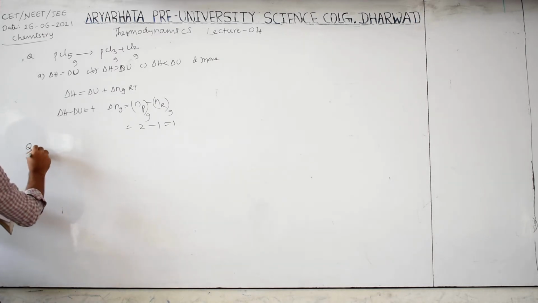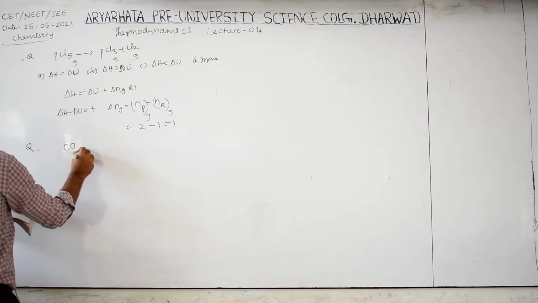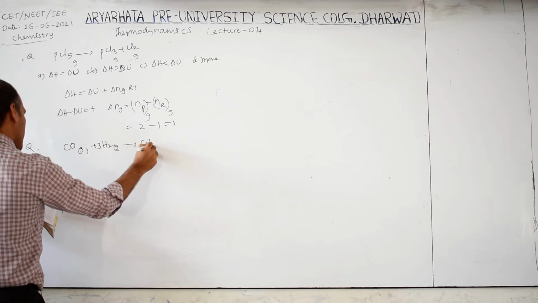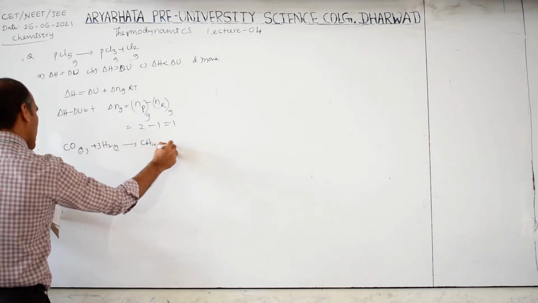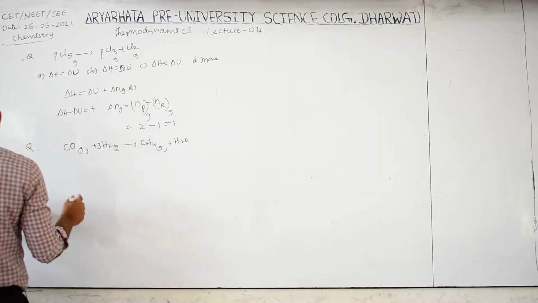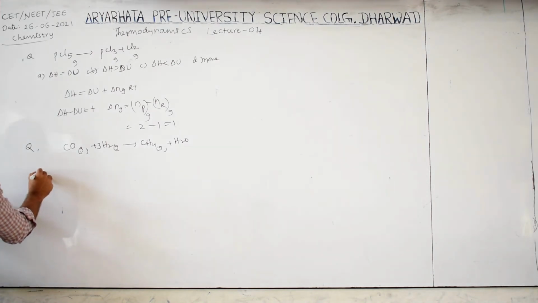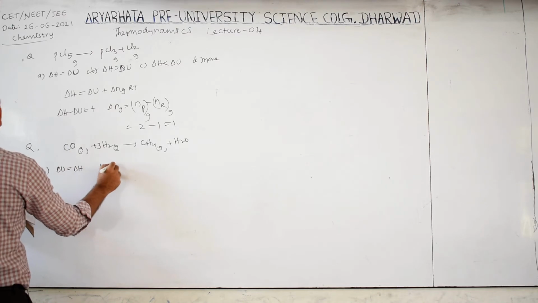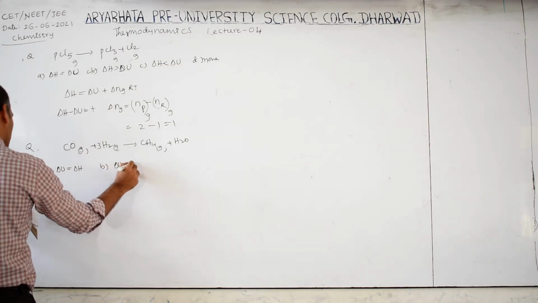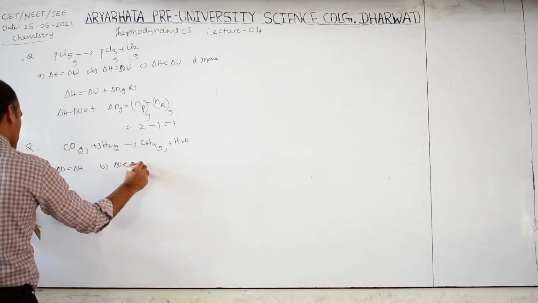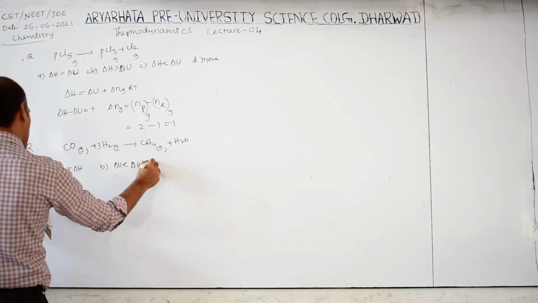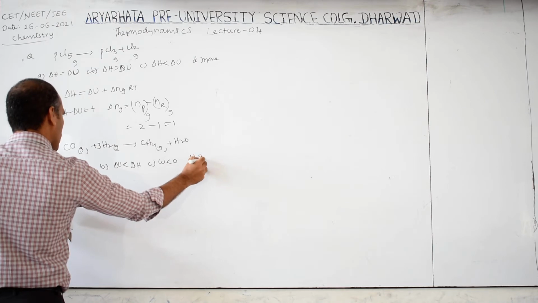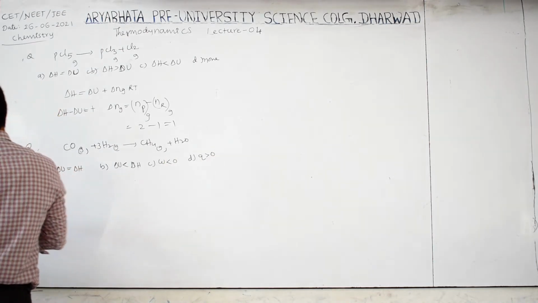Some reaction is carried out here, that is carbon monoxide gas plus 3H2 gas gives rise to CH4 gas plus H2O. Then options are given here. Option A, delta U is equal to delta H. B, delta U is less than delta H. And C, W is less than 0. D, Q is greater than 0.